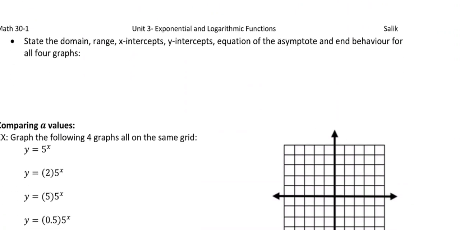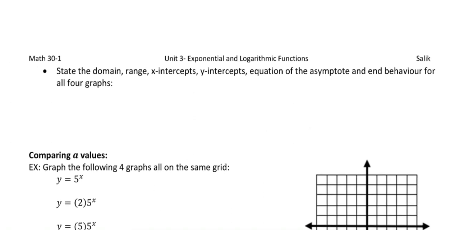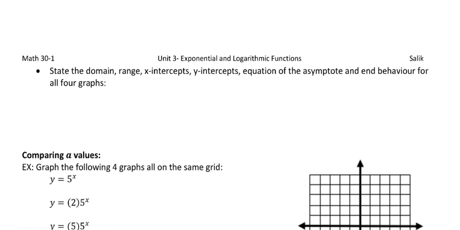And then this one says state the domain, the range, the y-intercept, x-intercepts, equation of the asymptotes and end behavior for all 4 graphs. Again, for the sake of time, getting through 2 lessons this class, I'm not going to do all that, but let's just kind of talk about it.